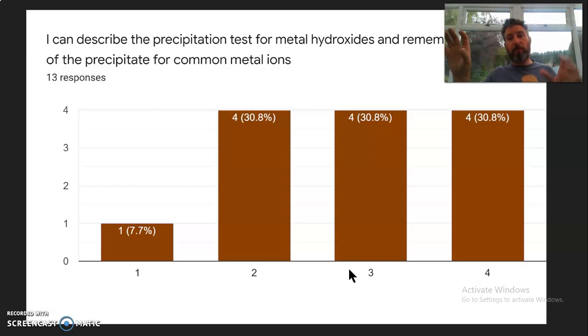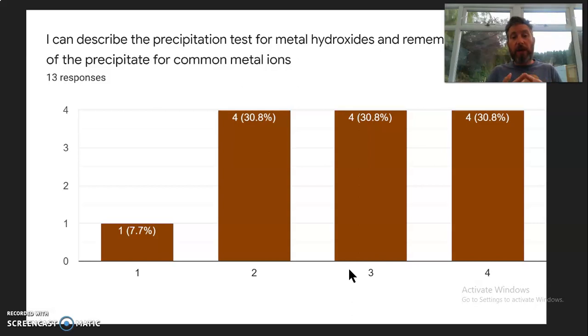So the metal bonds with the hydroxide, and the colour of that precipitate, the powder that forms immediately, gives you some indication. If it's green, it's iron 2. If it's orange, it's iron 3. If it's a bluish colour, it's copper 2 ions.